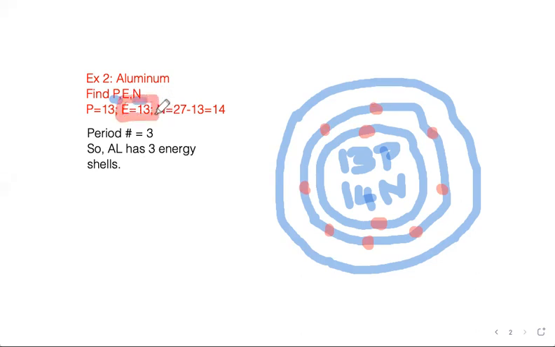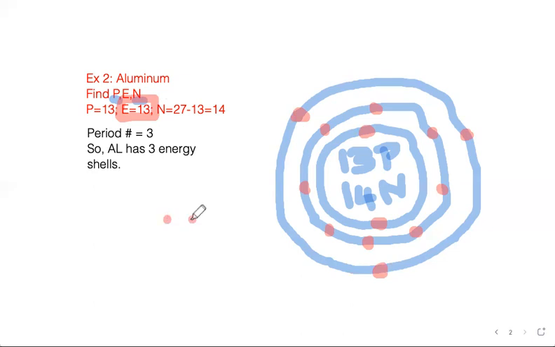So there are 3 more electrons left. What do you think? Where should I put those 3 more electrons? Yes, obviously, they go to the third shell. Okay. So this is the atomic structure of aluminum.